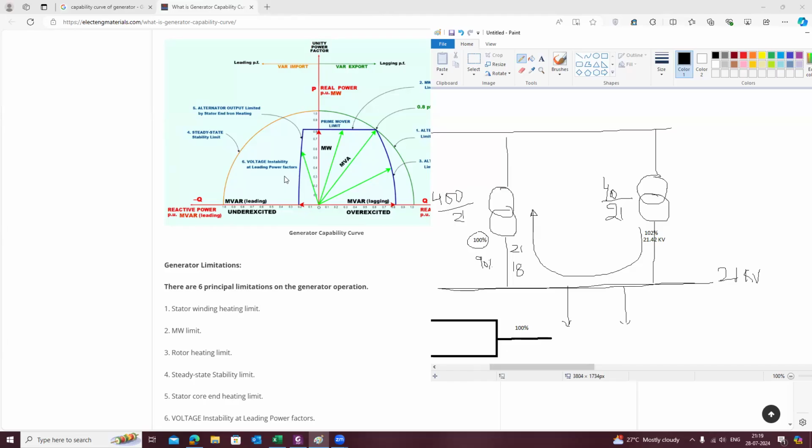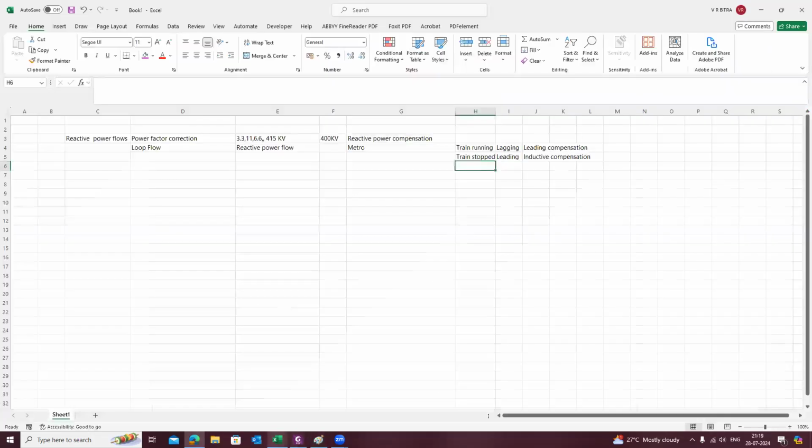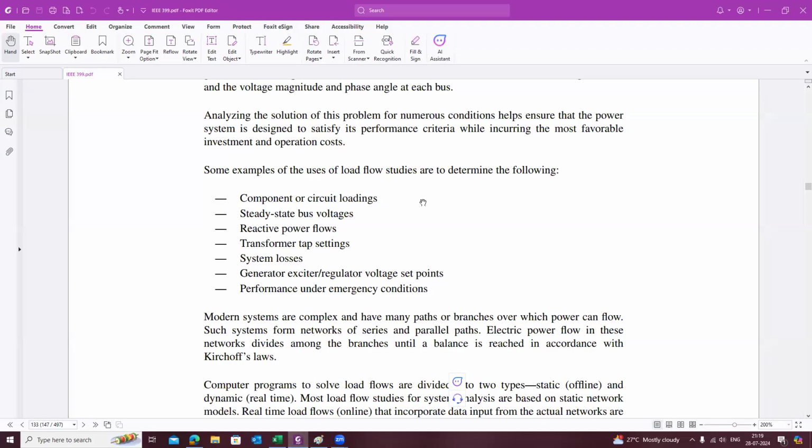When the generator goes beyond the capability curve and is operating outside the capability curve region, there will be core heating. At the end regions, because of the leakage flux, the core will get heated. And when it is continuously operating in that zone, the core may get damaged. So that is what I precisely want to explain with this example. Clear? I hope reactive power flow is clear.